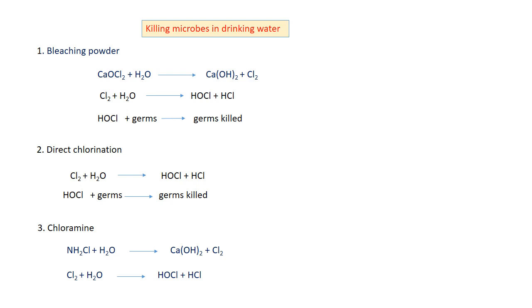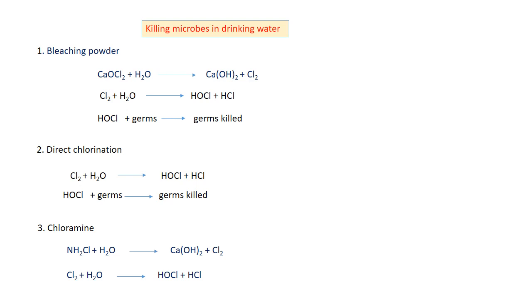This chlorine forms hypochlorous acid and HCl with water. This hypochlorous acid kills the germs. It kills the germs, viruses, bacteria, whichever germs are present. Okay, hypochlorous acid. So this chlorination process can be done using bleaching powder. The second thing, we can do direct chlorination, directly adding chlorine. Here also hypochlorous acid is formed and it kills the germs.